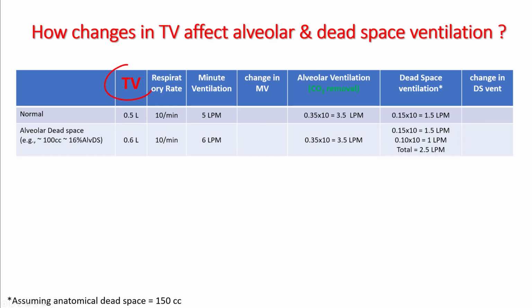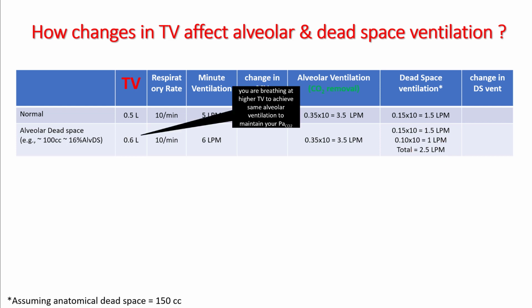Now, we'll change the tidal volume. So if you have a person with alveolar dead space of 100 cc's, to achieve the same level of alveolar ventilation, keeping respiratory rate constant, he has to take a tidal volume of 0.6 liters to maintain his carbon dioxide levels. So out of 6 liters per minute of minute ventilation, 3.5 goes towards alveolar ventilation and 2.5 goes towards dead space.